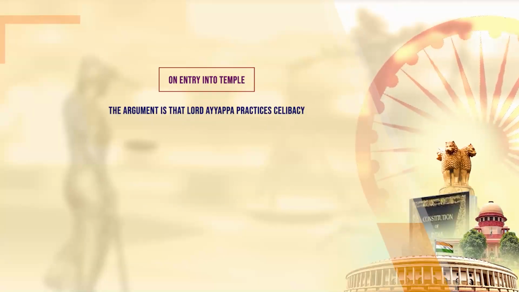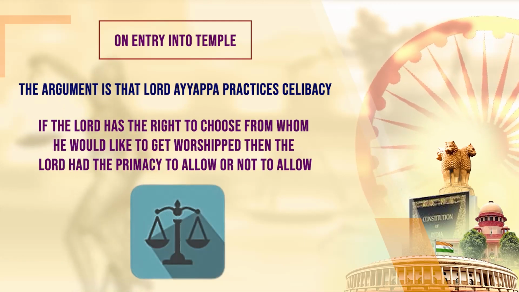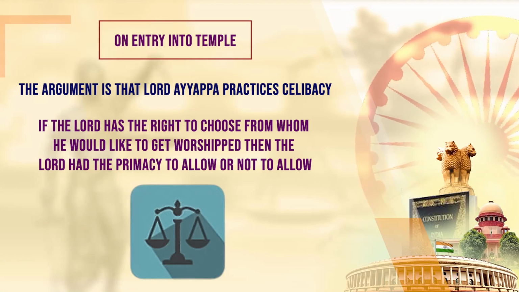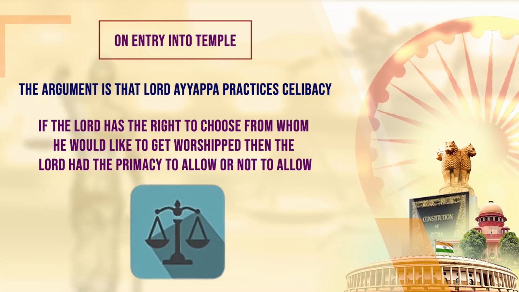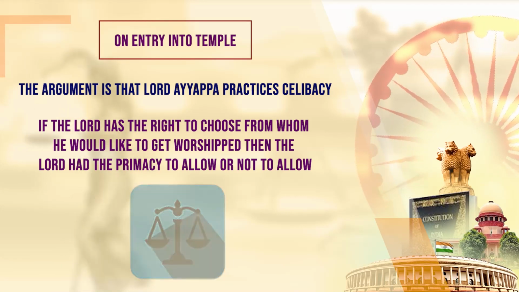Now, another side of the argument is that Lord Ayyappa practices celibacy. So it means that the Lord also has a right to choose from whom the Lord Ayyappa would get the worship, and whom not. So the God also has a privacy, to allow and not to allow. And that also the judges are keeping in mind while coming to a final conclusion on this issue.